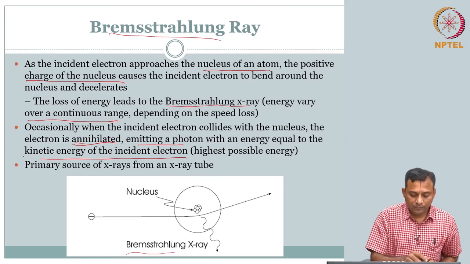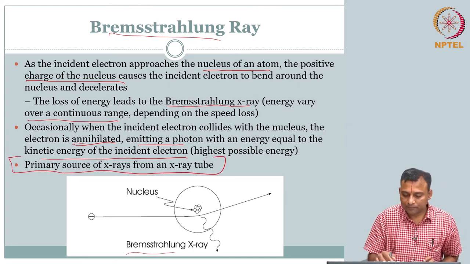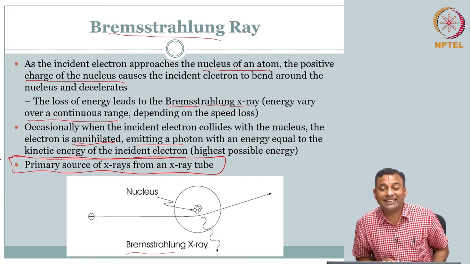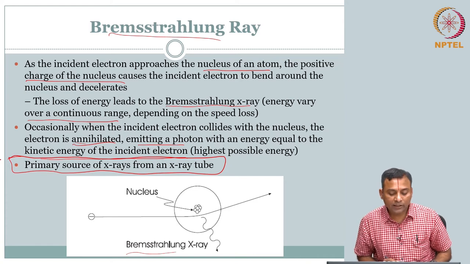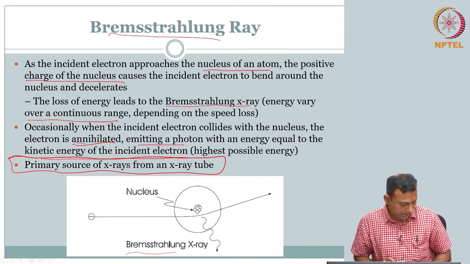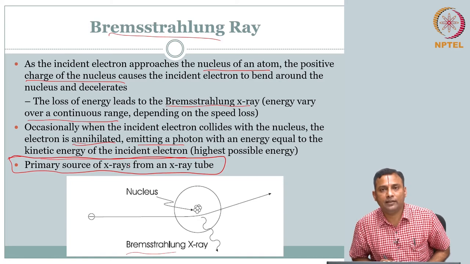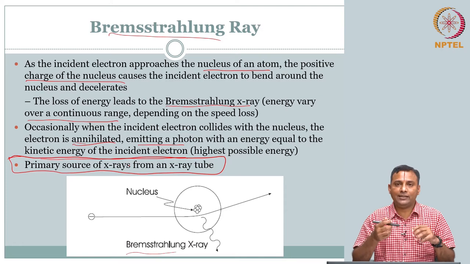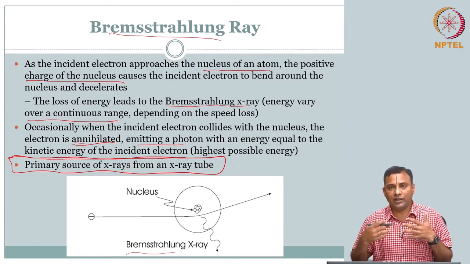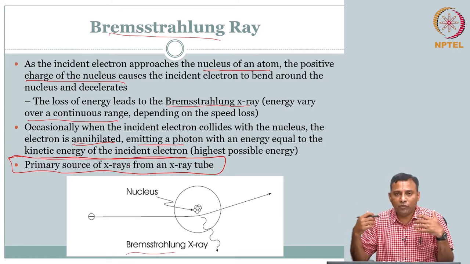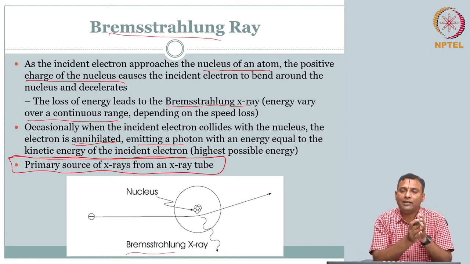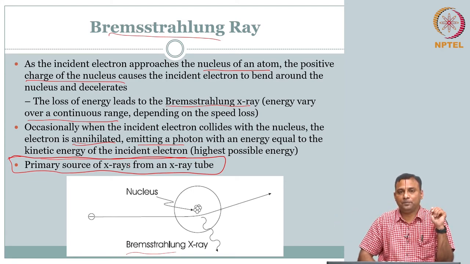So, the most important message is Bremsstrahlung radiation. This interaction is the major source of X-ray generation in your X-ray tube. Clear? So, we are interested in understanding how X-ray energy interacts with the body. That's what we are going to study. But before that, to generate X-rays, we use the idea of a particulate with energy, how it interacts with the material and generates X-ray. Clear?